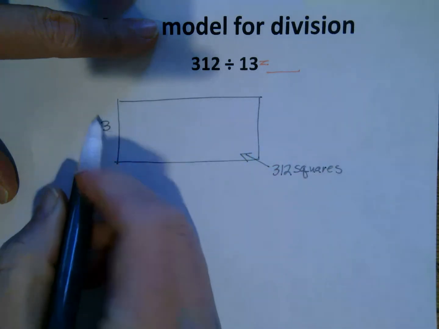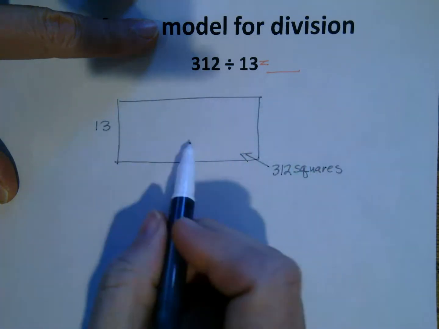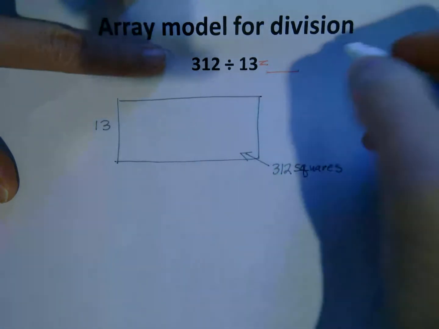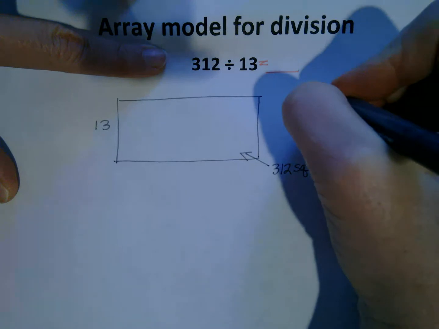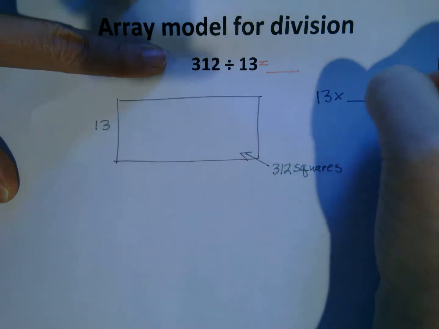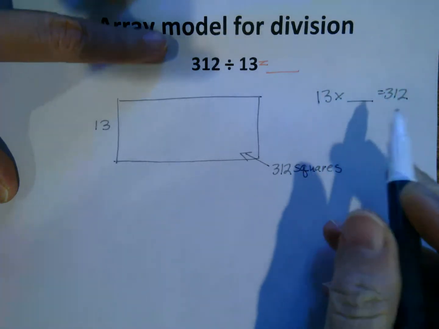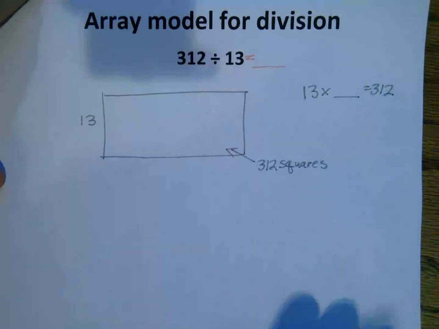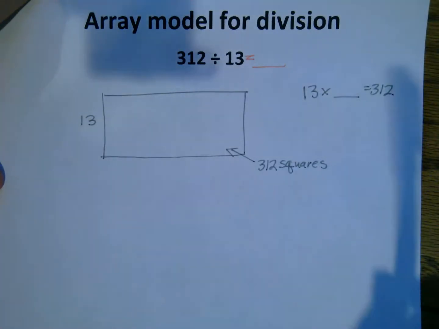So it's 13 units high. I don't know how wide, but I filled it with 312 squares. I don't want to fill this in by hand. And we're also thinking that this is the same question as 13 times what is 312. So that's the answer we're going to focus on doing this array model for division. We're going to focus on the multiplication part of this.